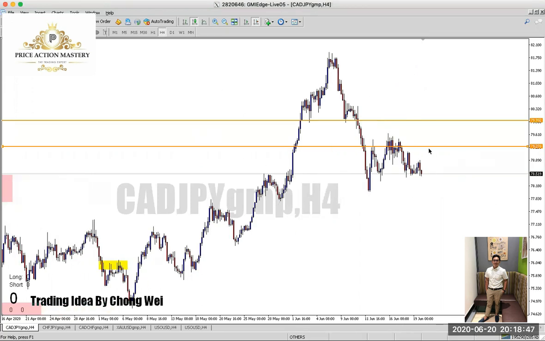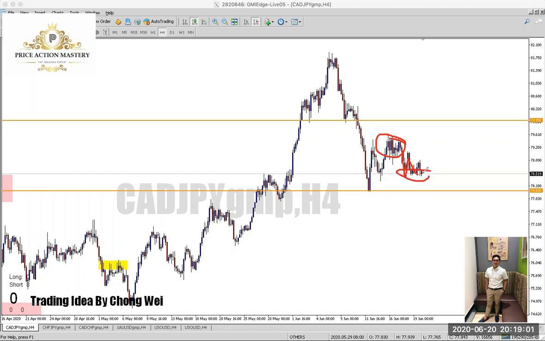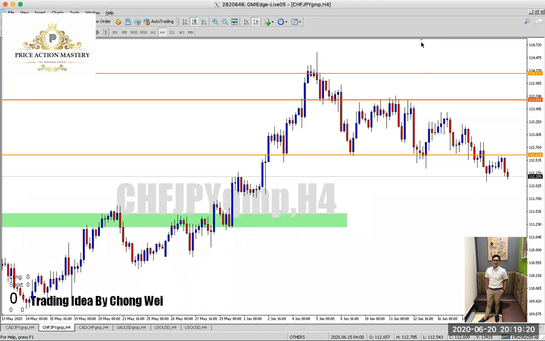So for CAD JPY, I can expect the market to drop to this level first, because we can see the market start to change. As you can see, I can see a double top here, so expecting the market to drop here. But can you see buyers have a very strong defense at this support? So there is potential that the market will also form a double bottom and go up. But before that, the seller is dominating.